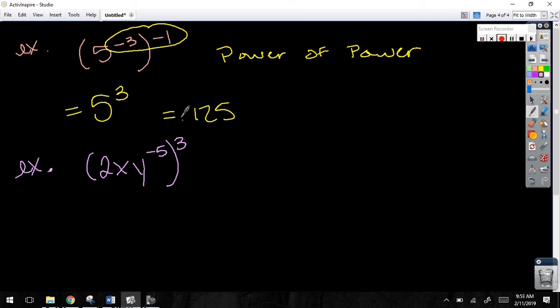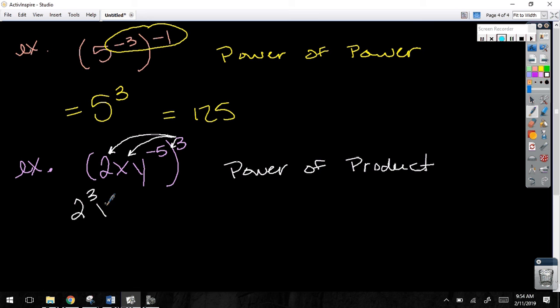Good job. So, Kamari says you take it to all the things in here, and she is absolutely right. But remember to take it to the 2 also when you do this, okay? Do you know what property that's called? That is called power of a product. Yes, it is. Good job. So it's going to go to the 2. It's going to go to the x. But what happens when it goes here?